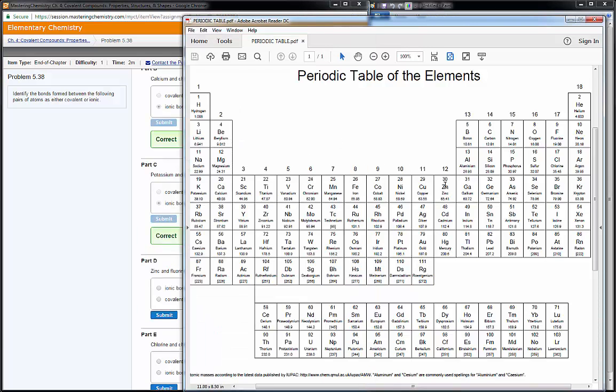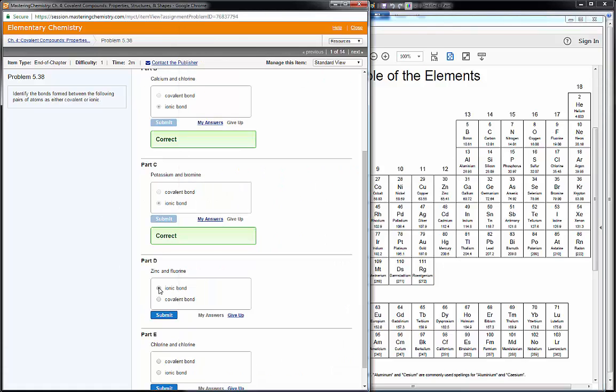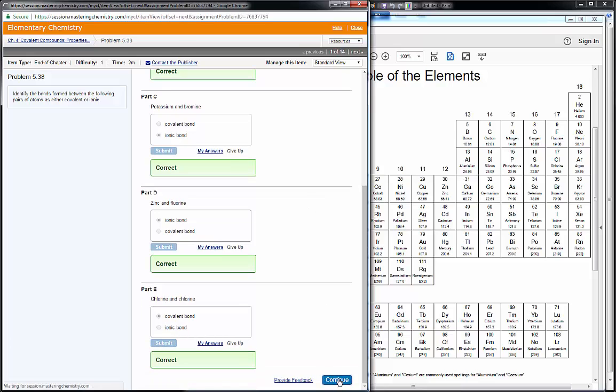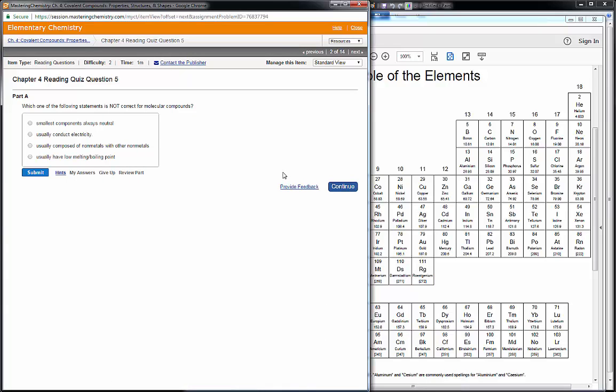Zinc and fluorine. Zinc is here, it's a metal. Fluorine's here, that's a nonmetal, so that is ionic. Chlorine and chlorine, if I have two chlorine atoms, they're both nonmetals, so that would be covalent. Now your options might be slightly different than mine, but that's how you do it. Check for metals and nonmetals. The truth is a little more complicated than that, but for the purposes of this class, we're going to keep it very simple. If you just follow that rule, you'll do great.